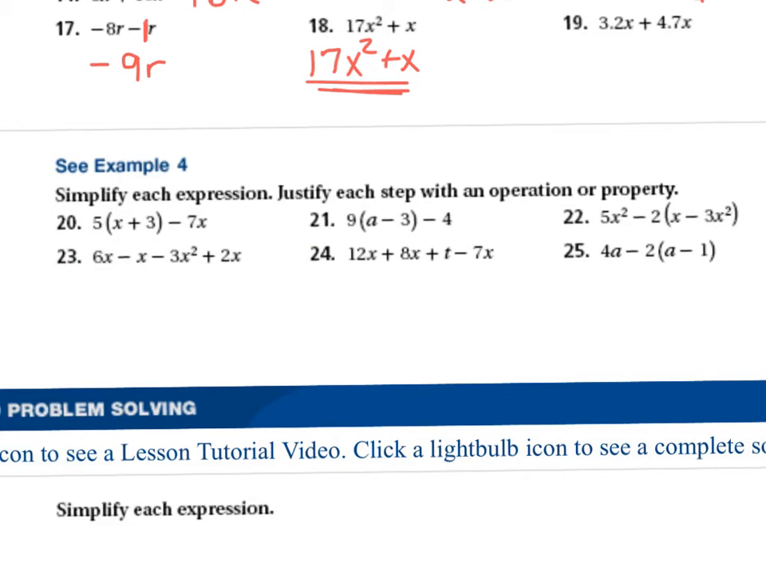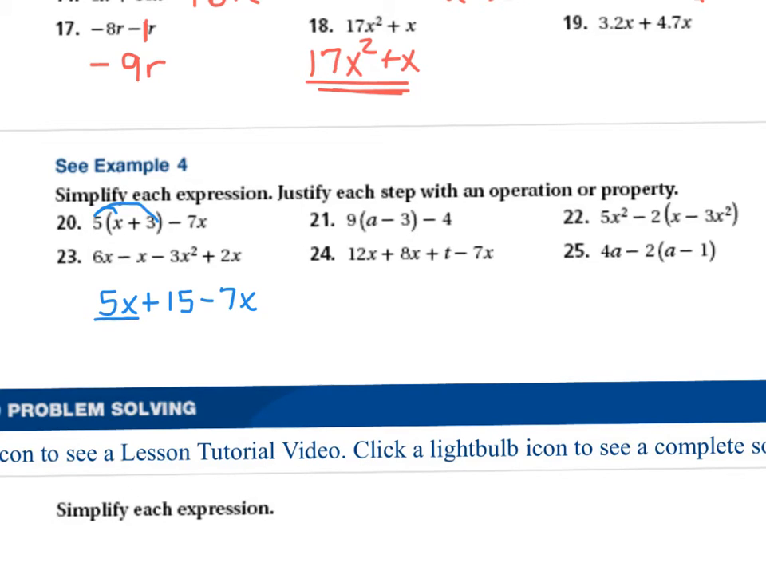Down here at the bottom, we're going to simplify, and it says justify each step with an operation or property. I'm going to just talk you through these. You don't need to write these down. But the first thing I want to do is distribute, and then I'm going to combine like terms. So in number 20 here, if I distribute that 5, that would be 5x plus 15 minus 7x. So I've used the distributive property, and now I'm going to combine like terms.